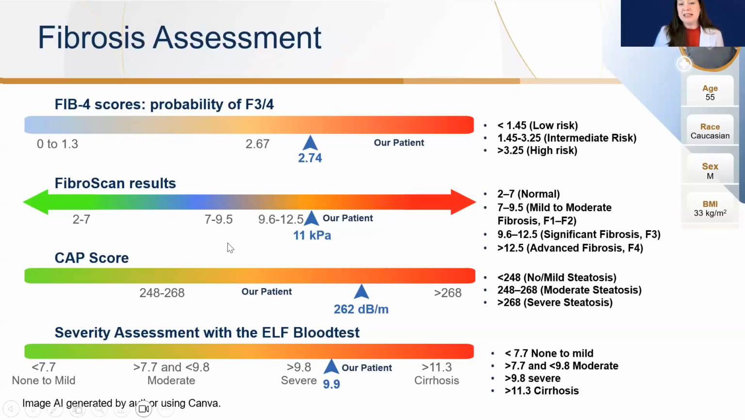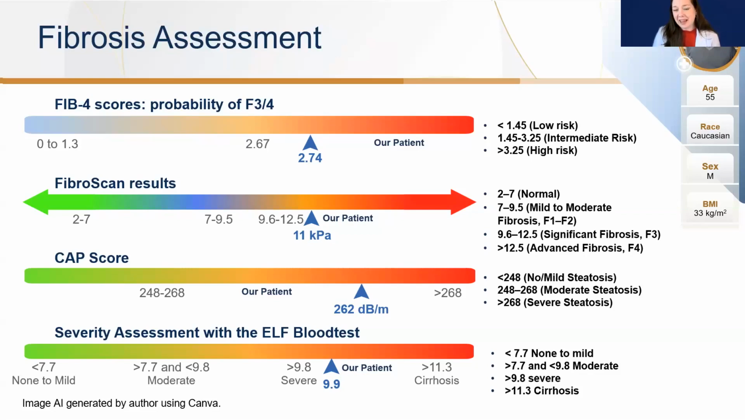When we get the FibroScan, we see that he's got a KPA of 11, which definitely is concerning for fibrosis, F3 fibrosis to be exact. CAP is 262, so that's an indicator of the amount of steatosis in this individual. And as it is 262, it's pretty high, right on the border between moderate and severe steatosis. So we know we've got some room to work there as far as decreasing fat as well.